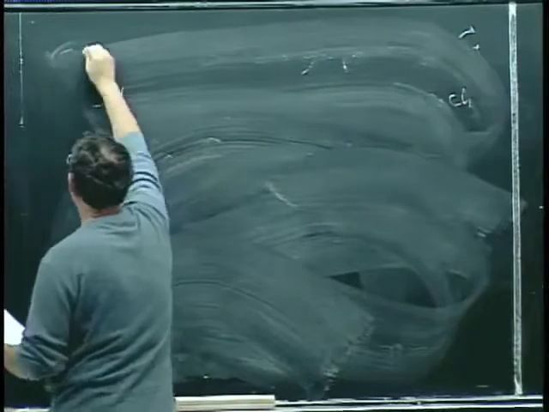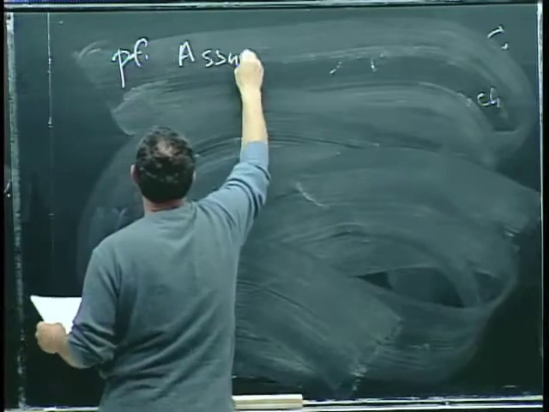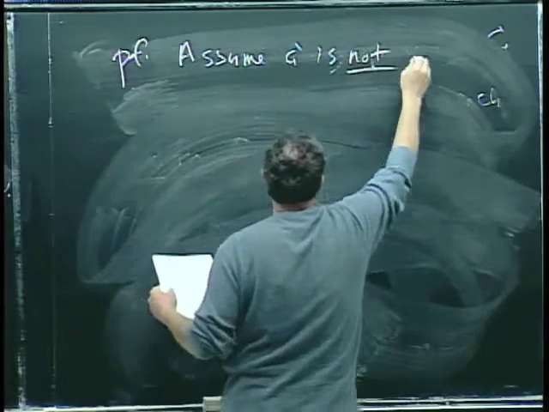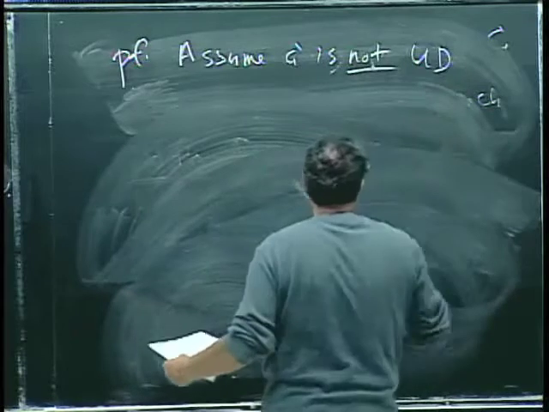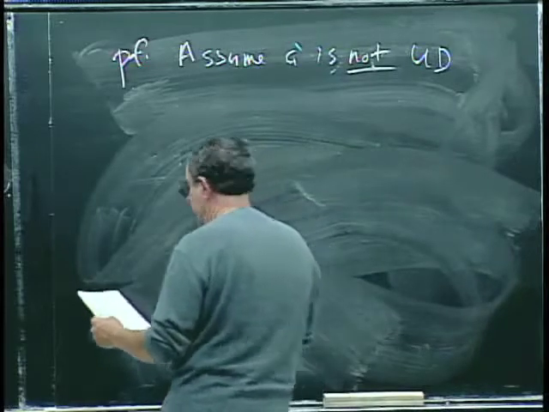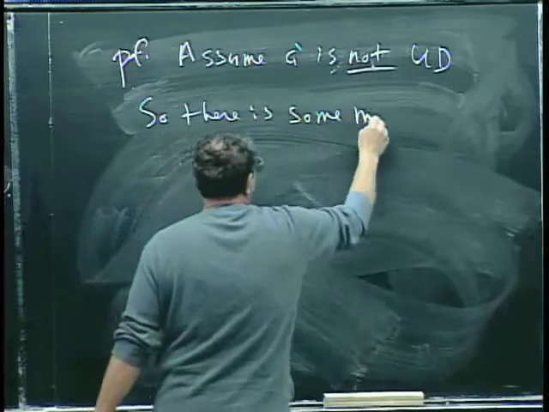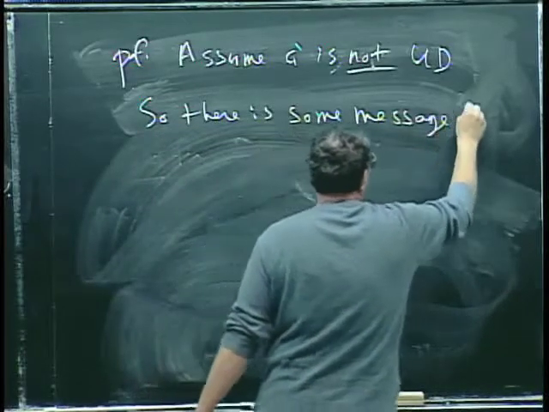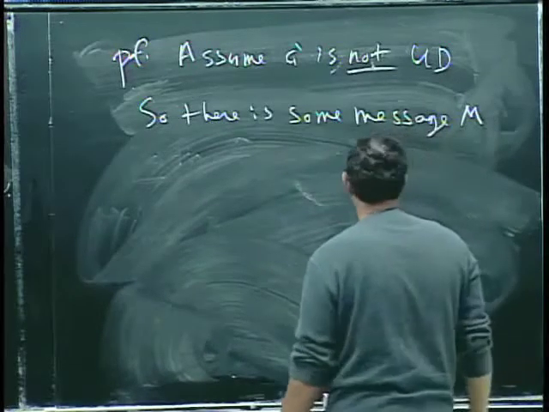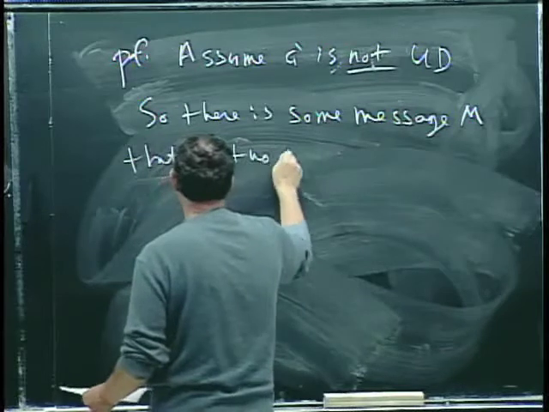Okay, so the proof of the theorem, we'll do it the other direction. Assume that C, the code, is not uniquely decipherable. So that means there's some message that has two different parses. There's some message, and that message, call it M, is built from the code words of C. There's some message M that has two different parses.